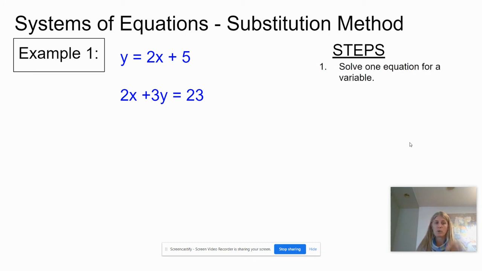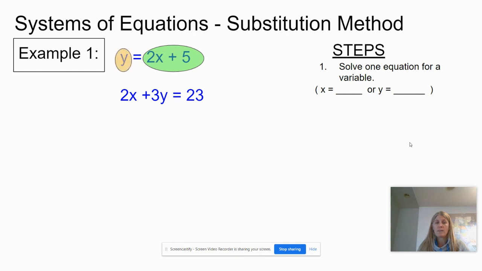So our first step in order to solve this is we're going to solve one equation for a variable. So we're going to get x equals or y equals on one side. And at this point, you can already see that we do have that, y equals 2x plus 5. So in this case, step one is already done for us. We want to isolate that variable on one side. So as you can see, we have y is equal to 2x plus 5.